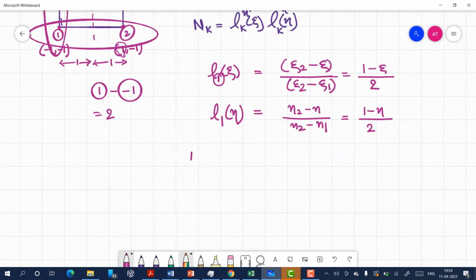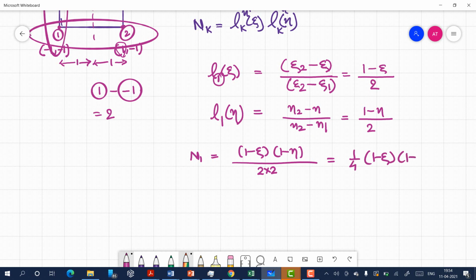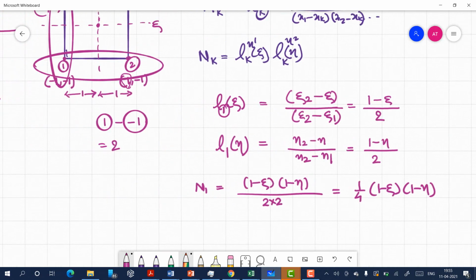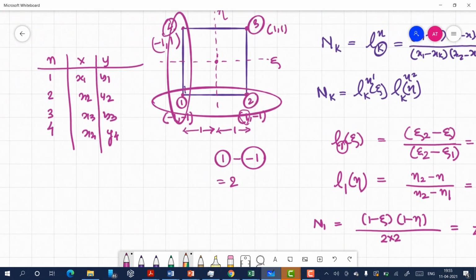And the shape function N1 is simply 1 minus zeta into 1 minus eta divided by 2 into 2, which is equal to 1 by 4 into 1 minus zeta into 1 minus eta. So this is the shape function at node number 1. If we do the same thing for node number 2, how do we do it?